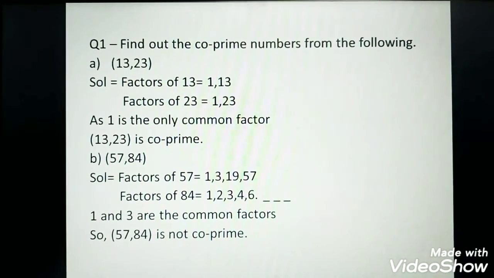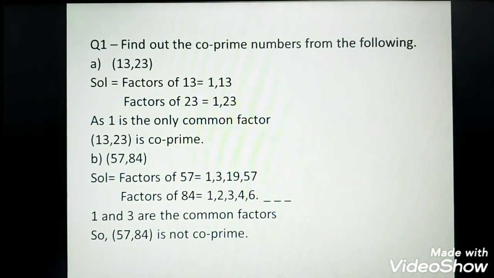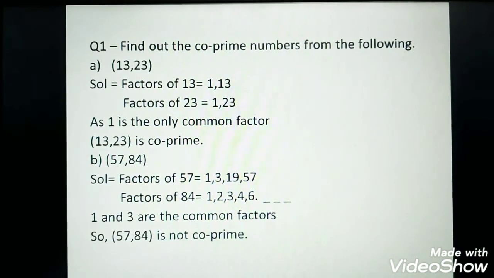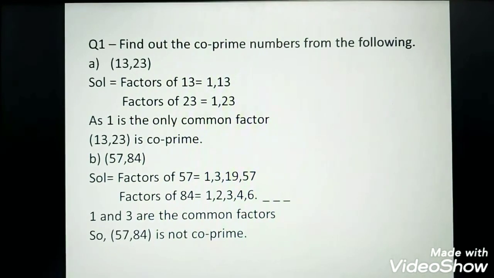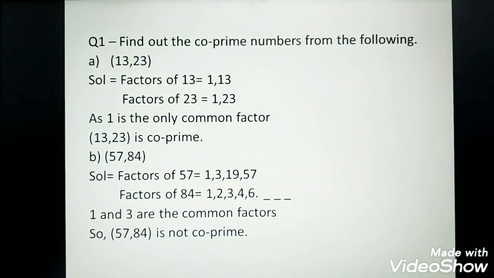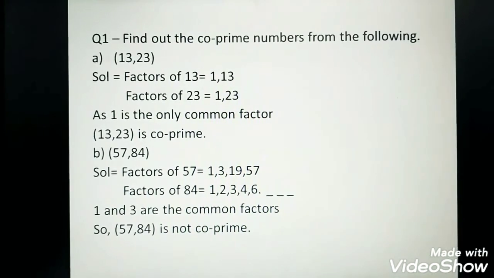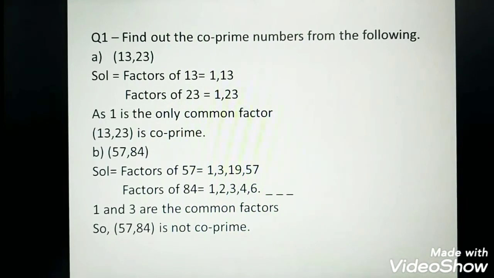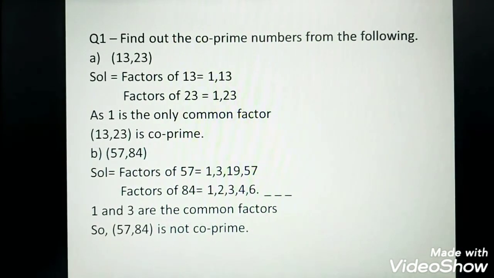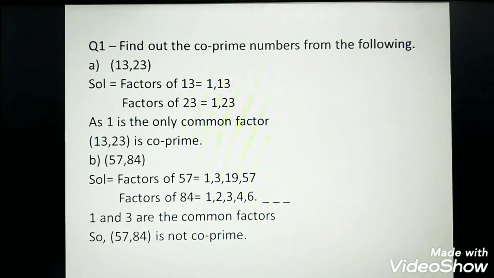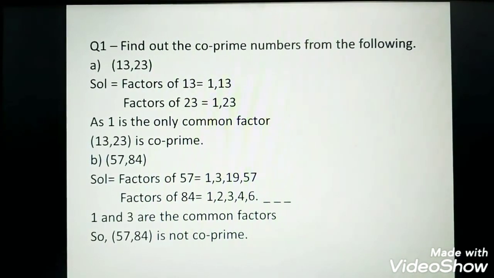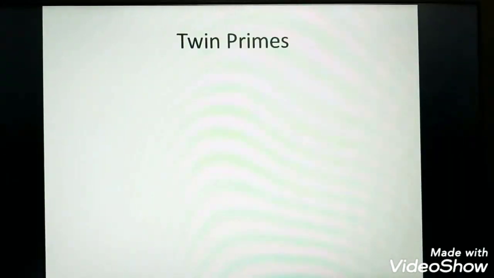Now the B part is 57 comma 84. Now the factors of 57 are 1 comma 3 comma 19 comma 57, and the factors of 84 are 1 comma 2 comma 3 comma 4 comma 6 and so on. Now here you can see 1 and 3 are the common factors. That means 1 की अलावा भी एक common factor है. और co-prime numbers क्या होते हैं? दो numbers जिनका सिर्फ एक ही common factor हो. Which one? 1. So that is why 57, 84 is not a co-prime number.